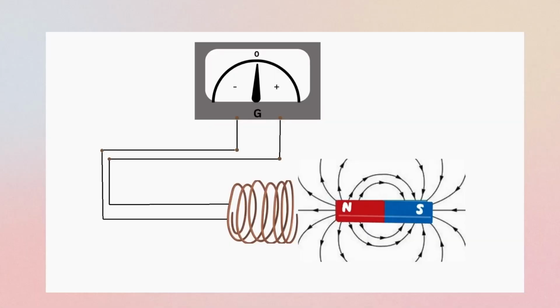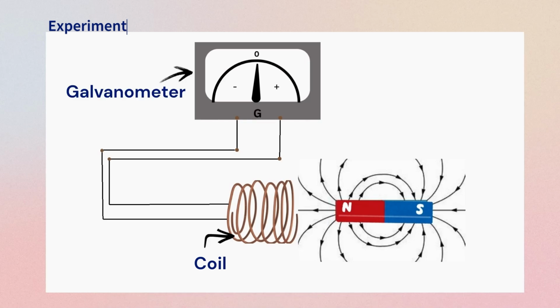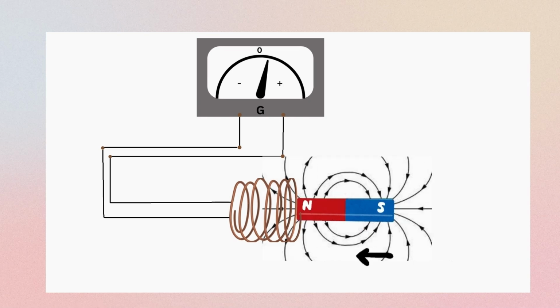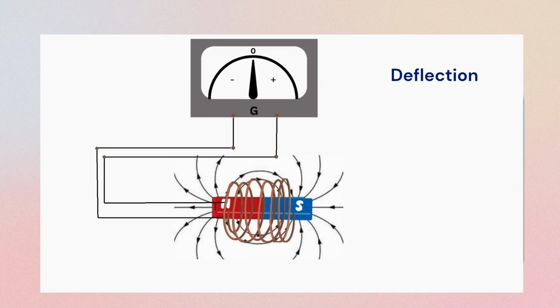So let's imagine we have a coil made of conducting wire, a sensitive galvanometer, and a bar magnet. As seen, the north pole of the bar magnet is towards the coil. So when the magnet is steady, there is no deflection in the galvanometer's needle. But when we move the magnet towards the coil, we observe the deflection in the galvanometer. And when the magnet is again steady, there is no deflection in the galvanometer's needle.